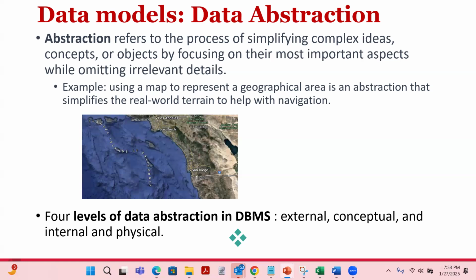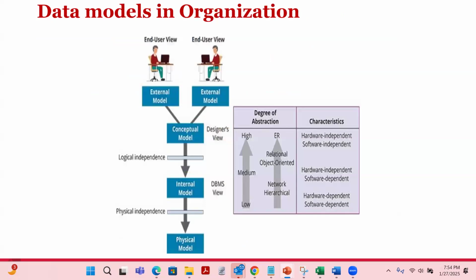So, based on the data abstraction, there are 4 different data models. Those are external data model, conceptual, internal, and physical. So here is a representation of what we just talked about. Those are data models in organizations.